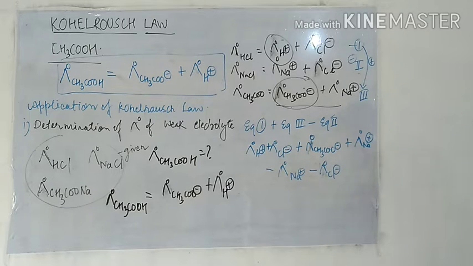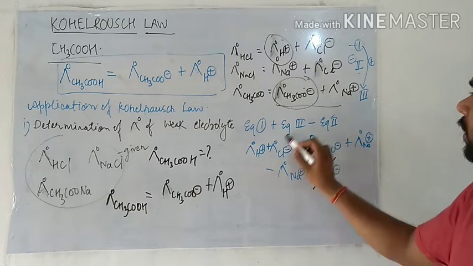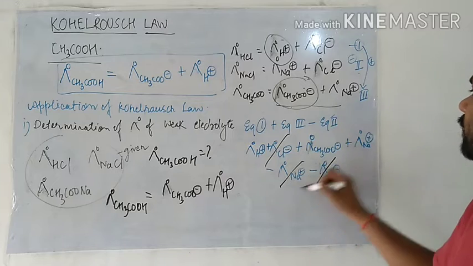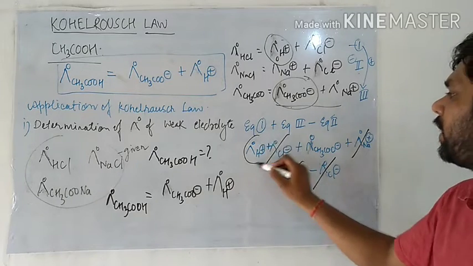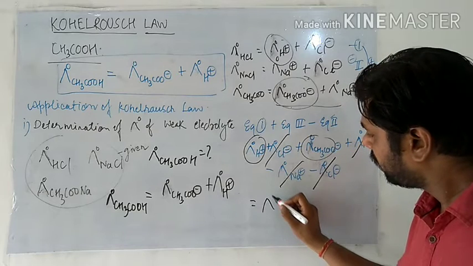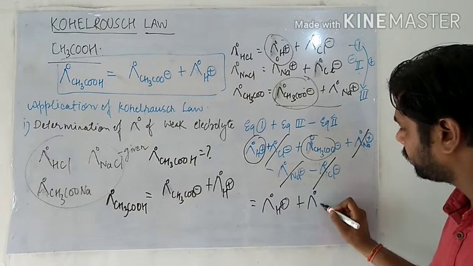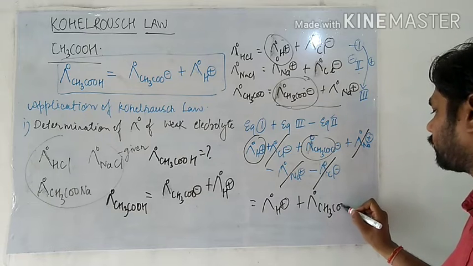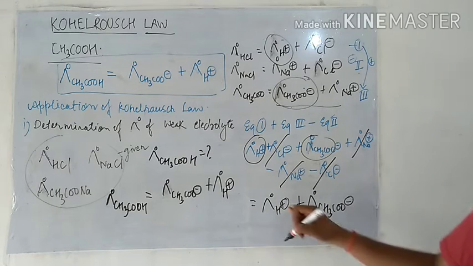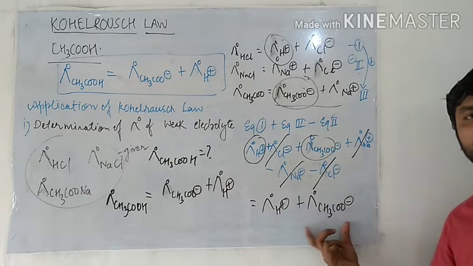Okay, so eventually chlorine cancels, sodium and sodium minus, what we are getting? This one plus this one, and finally we have got that. Because we have to find out the sum of these ions, and by doing this calculation with the equations we can find out these ions.